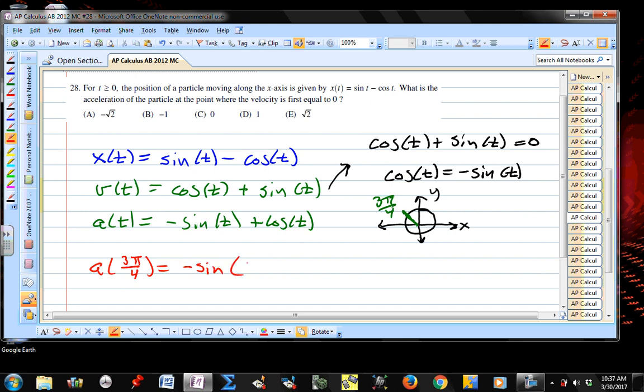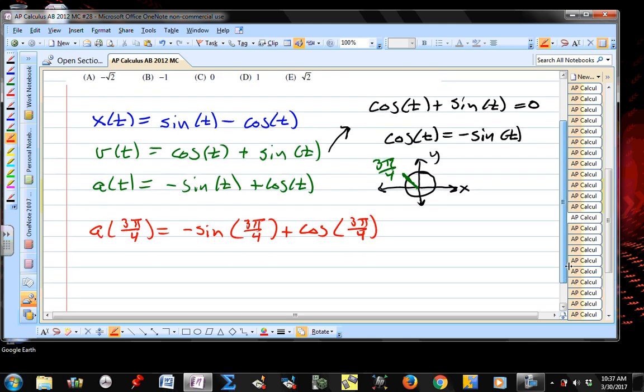That's going to be negative 1 times the sine of 3 pi over 4 plus the cosine of 3 pi over 4. All right. Well, let's see. We know with 45, 45, 90 triangles, our sine and cosine values on a unit circle are going to be root 2 over 2. So what we're looking at here, the sine value is positive. So you get the opposite of positive root 2 over 2 plus the cosine value is negative. So we're going to have a negative root 2 over 2.